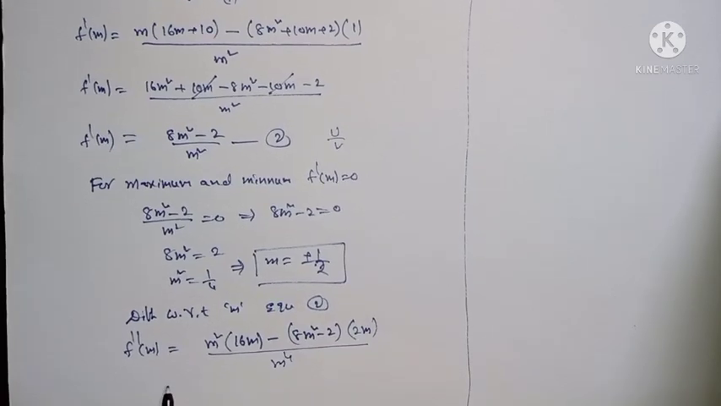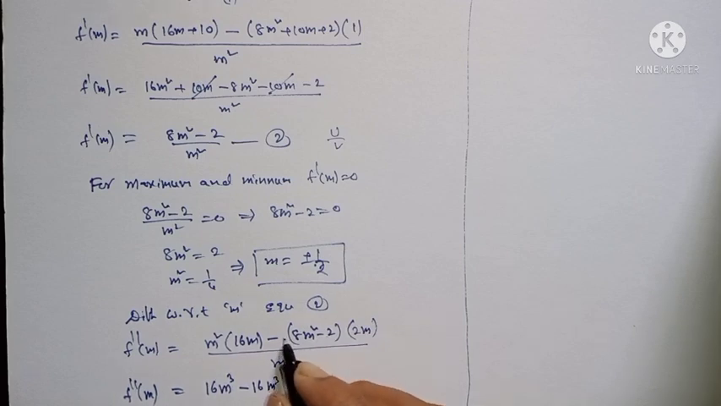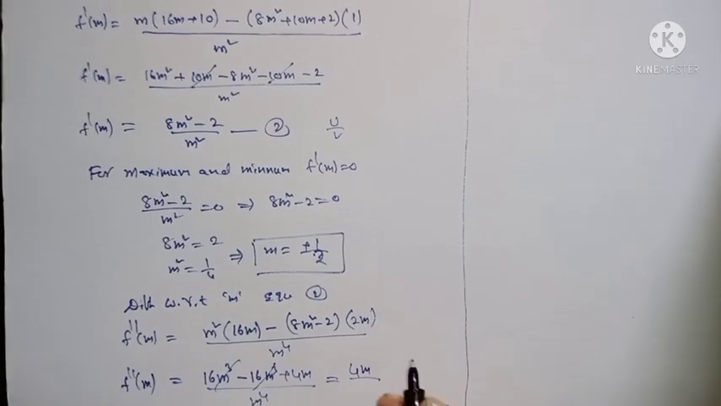This can be written as f''(m) = (16m³ − 16m³ + 4m)/m⁴, minus of minus gives plus 4m, so 4m by m⁴, or 4 by m³. You can substitute your m value.